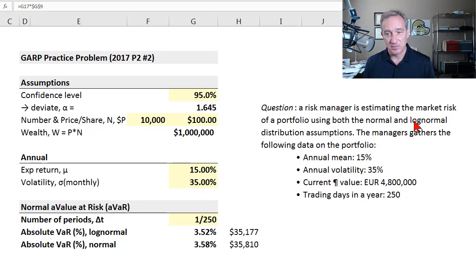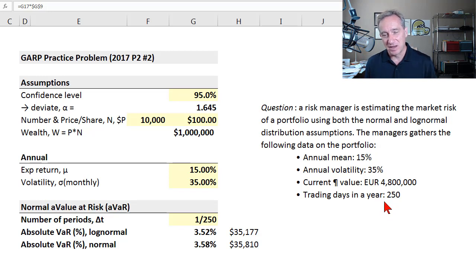A risk manager is estimating the market risk of a portfolio using both the normal and log normal distribution assumptions. The manager gathers the following data on the portfolio. Annual mean is 15%. Annual volatility is 35%. Current portfolio value is 4.8 million in euros, and there are 250 trading days in a year.